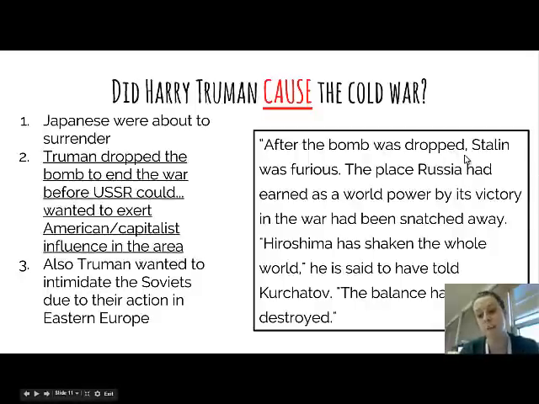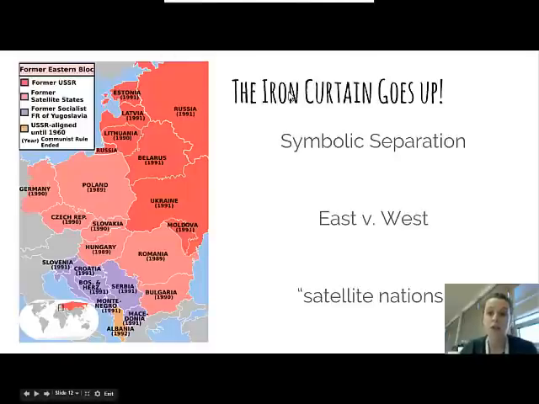So this is a great quote here. After the bomb was dropped, Stalin was furious. The place Russia had earned as a world power by its victory in the war had been snatched away. Hiroshima has shaken the whole world, he is said to have told his foreign policy advisor. The balance has been destroyed. So this is when the balance of power between the United States and the Soviet Union really comes to a huge competition.